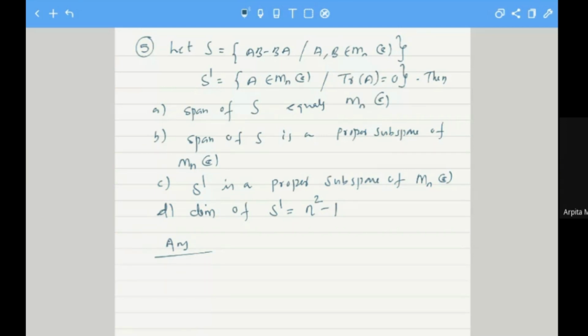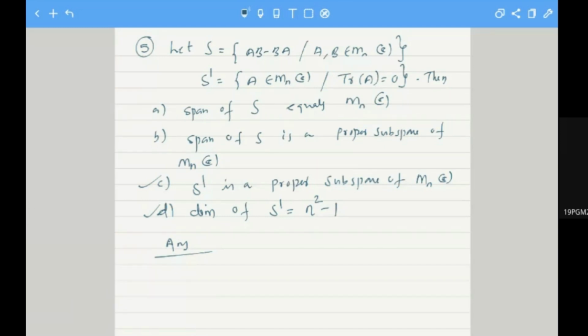Okay, so that is one way. Because the dimension of S prime is n square minus 1, that will definitely be a proper subspace, right? Yes, sir. S prime will be a proper subspace. So if this is true, of course this is also true. In fact, it should come in the reverse way.